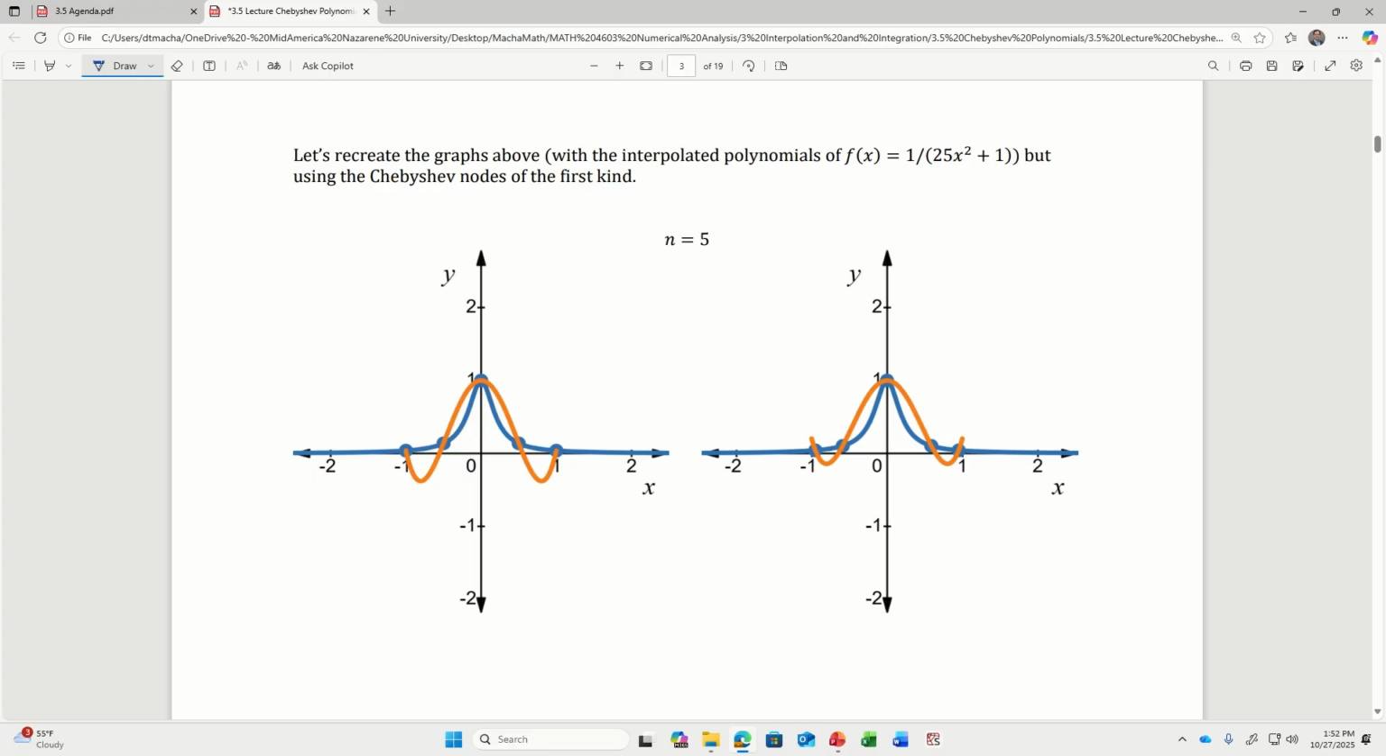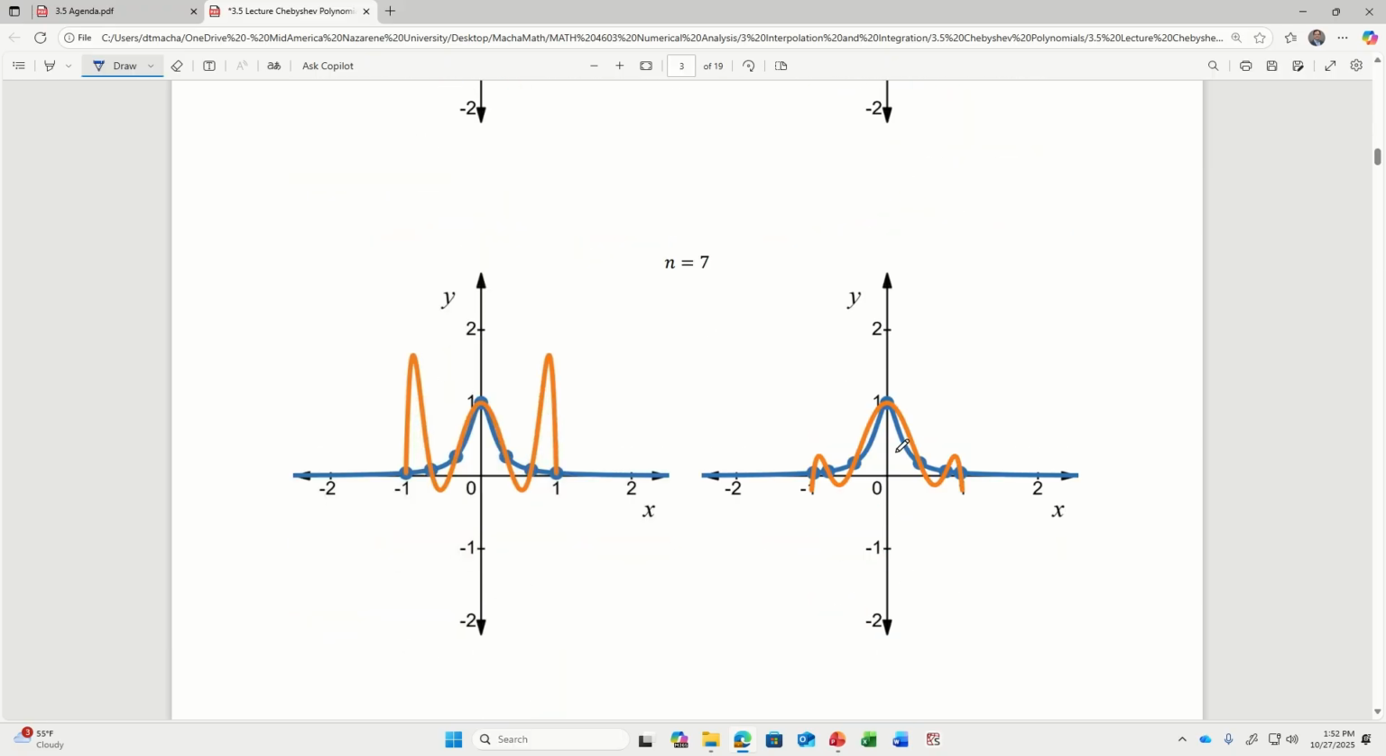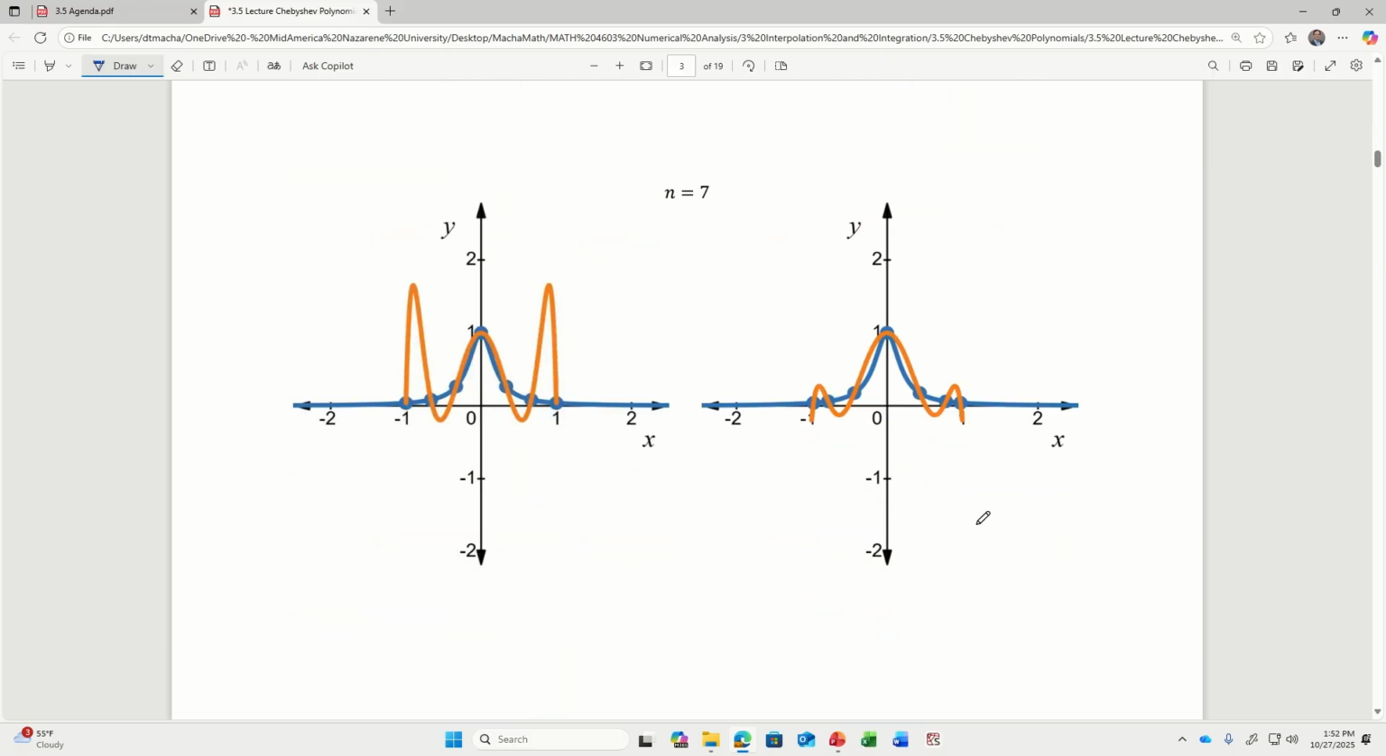Not too much difference when we use 5 nodes. You can already see the difference when I use 7 nodes. And kind of interesting to me is that the evenly spaced nodes are doing a better job around the middle of the interval, but obviously a much worse job near the ends. But you see how this is actually worse around the middle when I use the Chebyshev nodes?